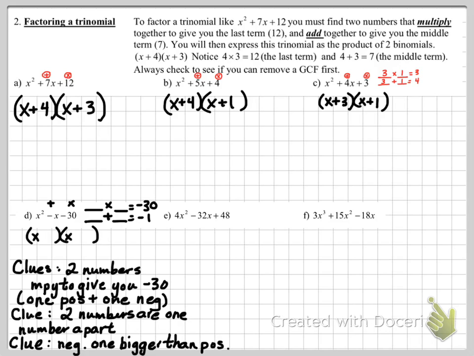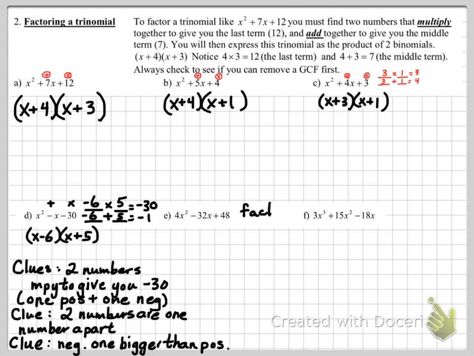How about negative 6 and positive 5? Negative 6 times positive 5 is negative 30. Negative 6 plus positive 5 gives me negative 1. So this trinomial factors into x minus 6 times x plus 5.